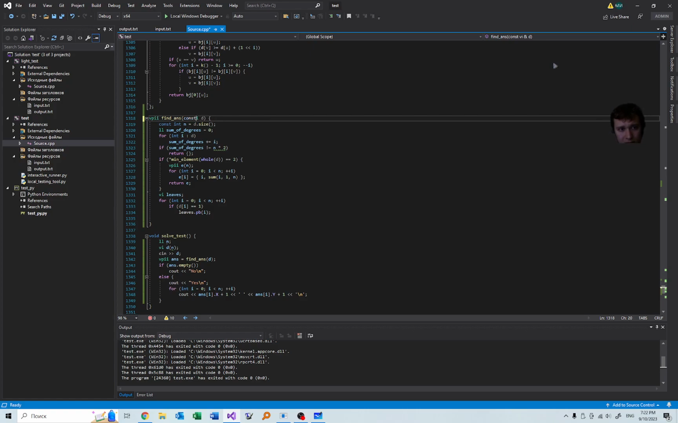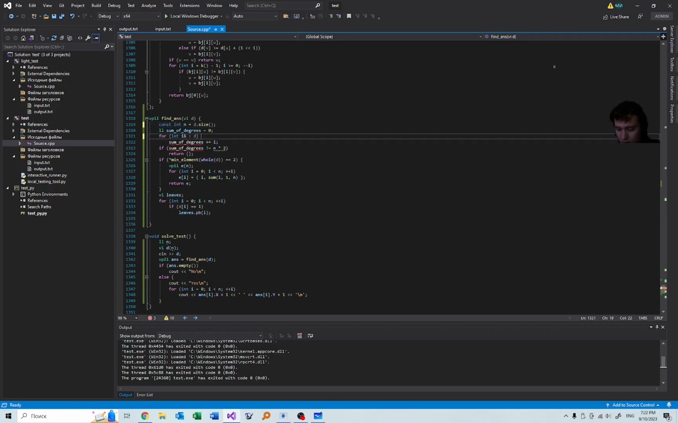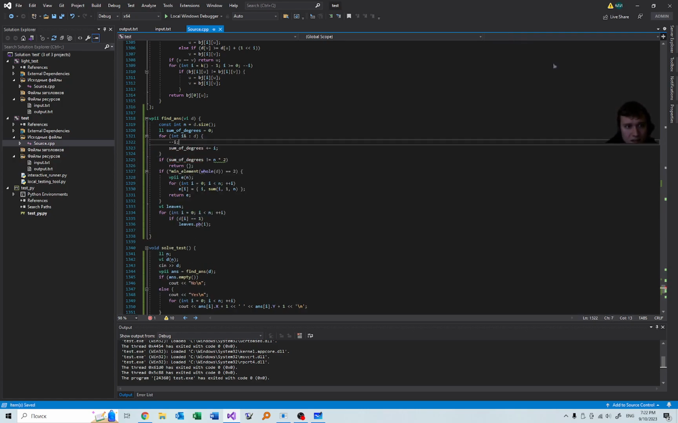Yeah, so we do this, and we just do that for int i from d minus i. The sum of degree should be now n. Yes. Now it should be 1. Now it should be 0.